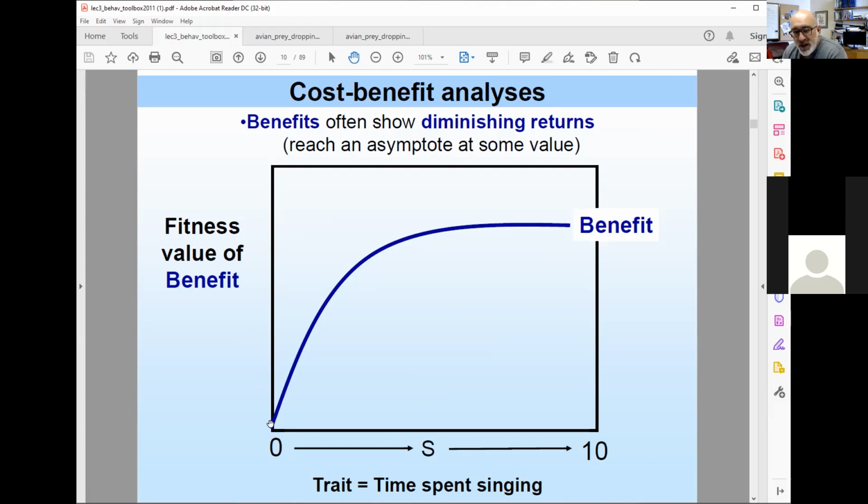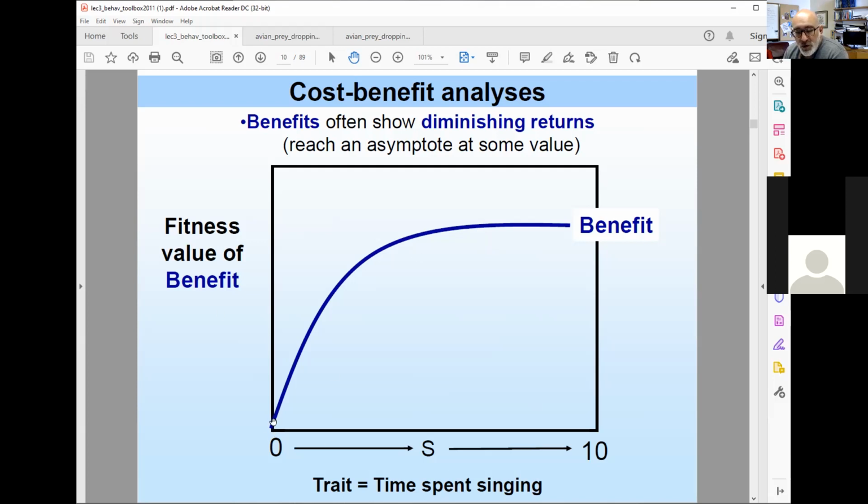But usually with benefits, you can accrue them up to a point where they reach an asymptote due to what's called diminishing returns. What that means is that the more you invest, in this case time spent singing, the benefit of investing more starts to decline, right? So the relative increase in the benefit compared to how much time spent singing becomes minimal.